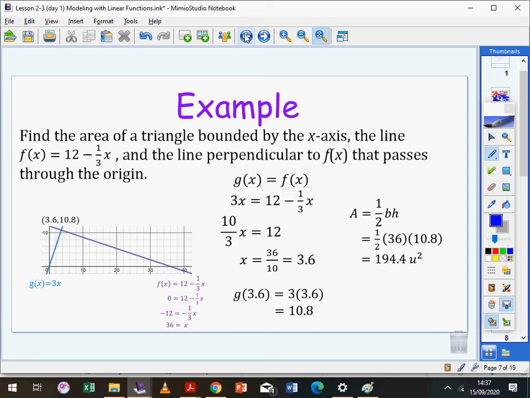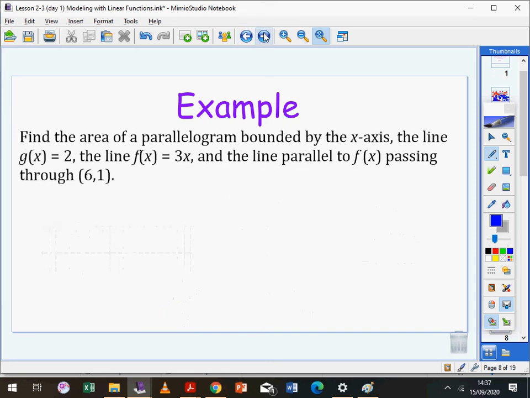Hope it makes sense. Alright, another one, we're trying to find the area of a parallelogram bounded by the x-axis. This is the x-axis again. The line g of x is equal to 2. This is the x-axis. The line f of x is equal to 3x. That line will look something like that.